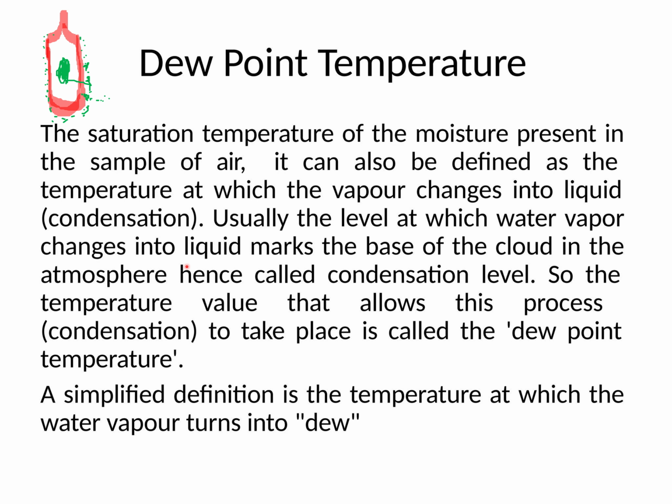So the saturation temperature of the moisture present in the sample of the air can also be defined as the temperature at which the vapor changes into liquid, or condensation. Usually, the level at which the water vapor changes into liquid marks the base for the cloud in the atmosphere, hence called the condensation level. So the temperature value that allows this condensation to take place is called the dew point temperature. A simplified definition is the temperature at which the water vapor turns into dew.